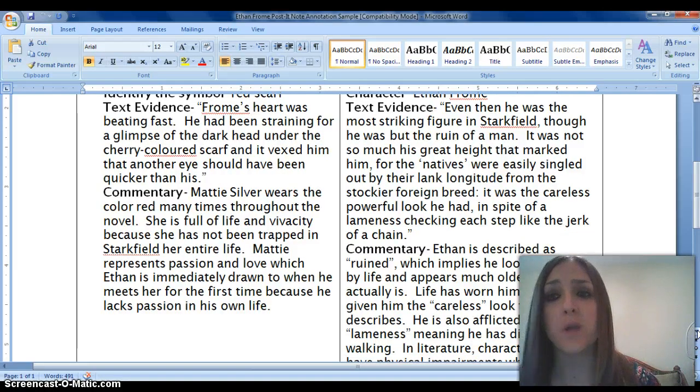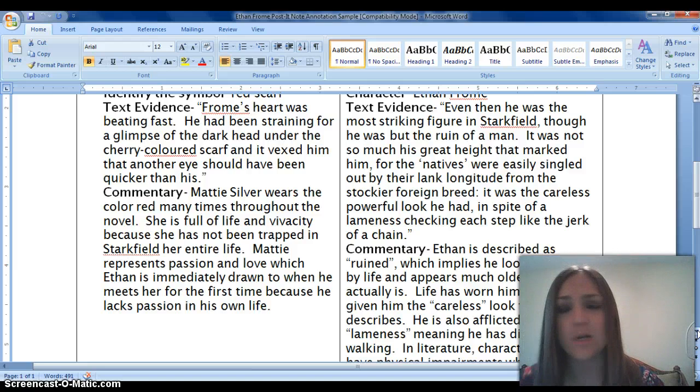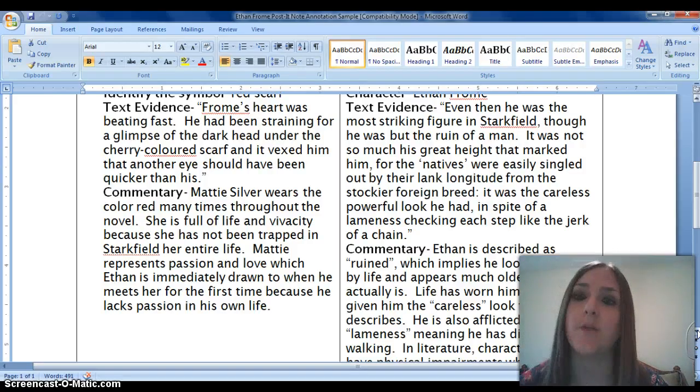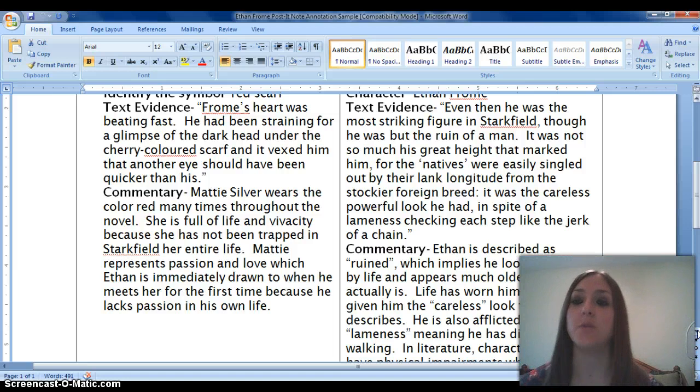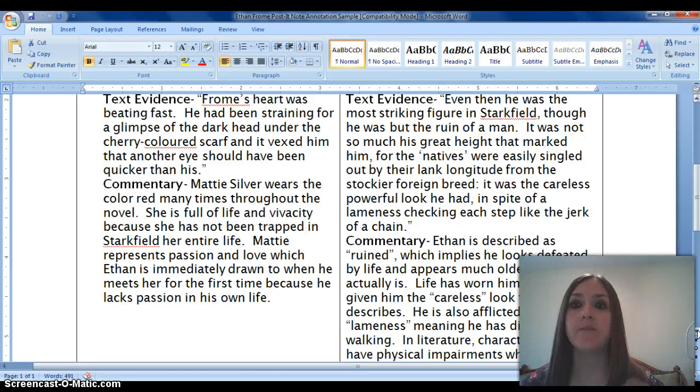Number one, ruin of a man. So you can imagine he does not have a big smile on his face. He's not skipping down the sidewalk. He is a very dark, depressed, quiet man. He looks ruined, physically and emotionally. So part of his physical ruin is that he has a lameness in his leg. Not lame like he's silly, or that's stupid. Lame as in he cannot walk. So he has a lot of difficulty walking. So that's a very revealing piece of text evidence there.